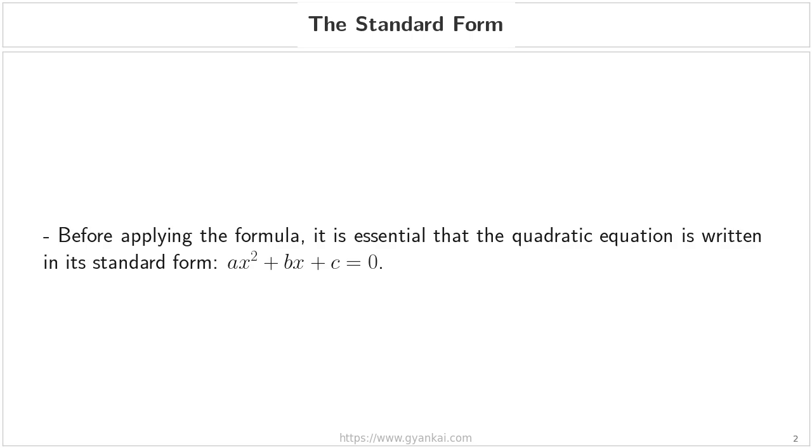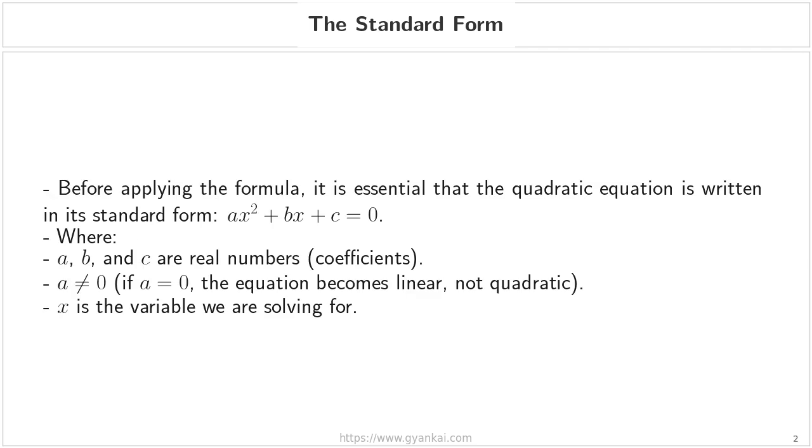Now that we've established that the quadratic formula is our universal tool for solving equations, we need to talk about how to prepare your equation for it. Before you even think about plugging numbers into that formula we'll see in the next slide, it is absolutely essential that your equation is written in what we call the standard form. This means you must arrange your terms so that the equation looks like ax squared plus bx plus c equals 0. Let's break down what these components actually represent.